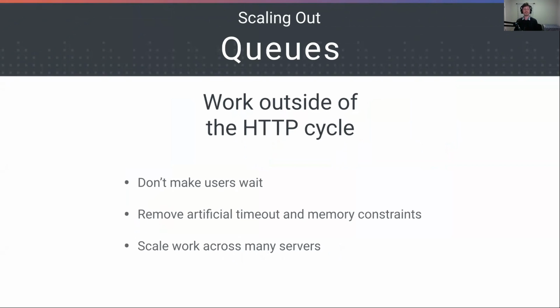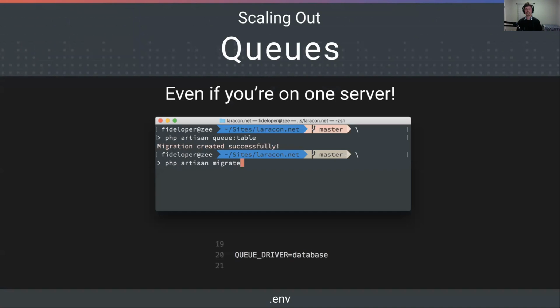A benefit of using queues is that you can scale out workers separately from your front-end web applications, the thing accepting web requests. They can be on different servers completely, and you can scale them out separately. Even if you're on one server, I suggest you use queues because you can use the database queue driver that doesn't require any extra technology.